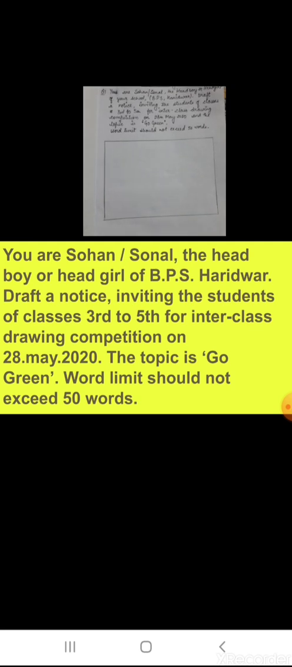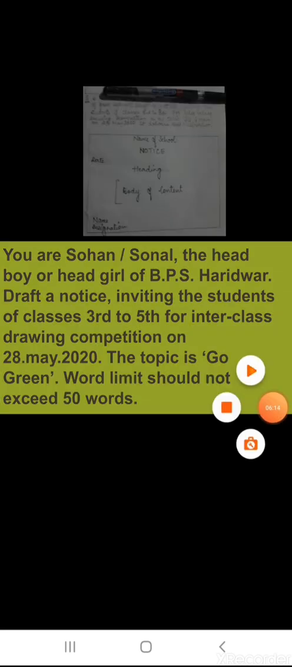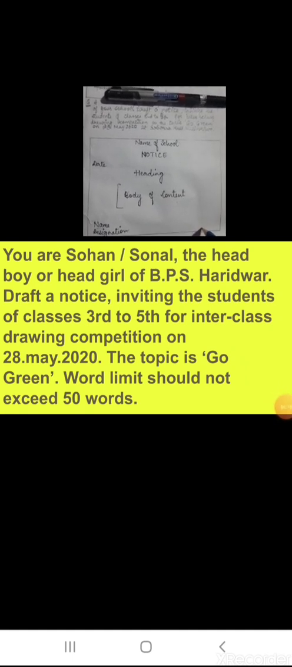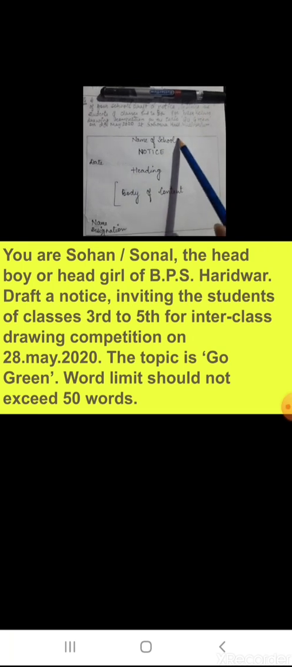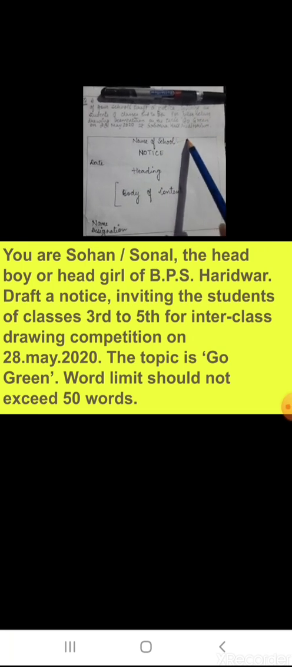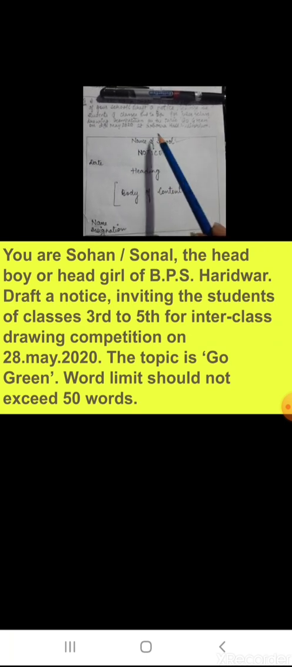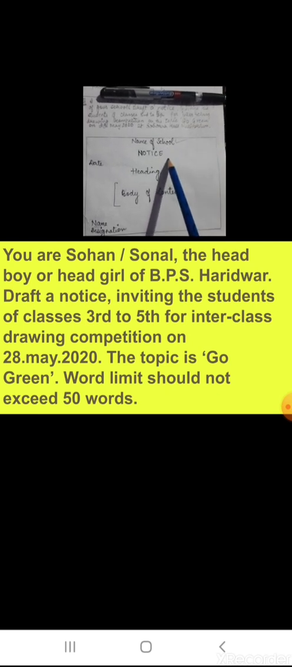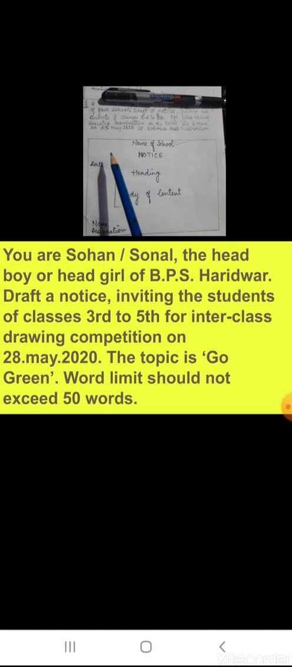Now, quickly see the format. In our previous video, we have studied the format also. First of all, what you have to write? You have to write down the name of the school. What name is given in the question? BPS. Here you have to write BPS Haridwar. Alright. Then you have to note down notice. You have to write down notice in capital letters or block letters. Then you have to write down the date, on which date you are writing the notice.